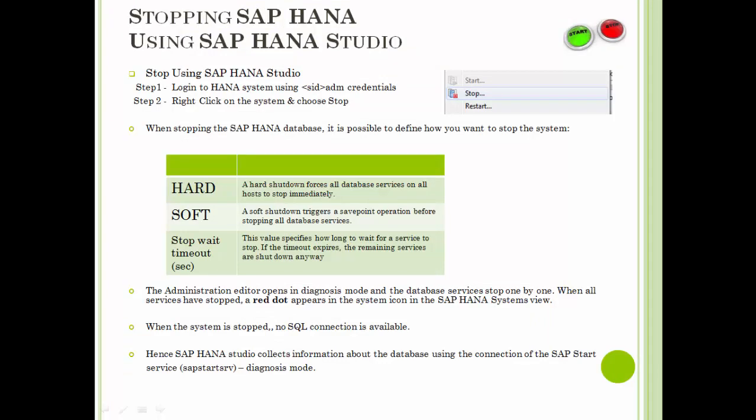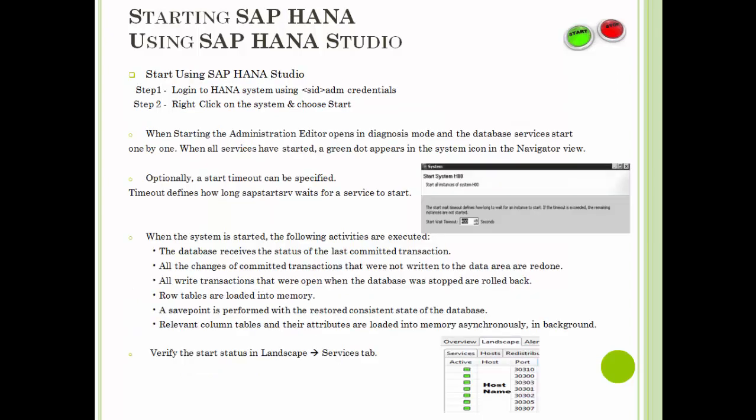So that was about how to stop SAP HANA using the HANA Studio, and then how it moves to diagnosis mode and what we can check in diagnosis mode. In diagnosis mode, we can check the diagnosis files for analysis. It moves to diagnosis mode because there is no SQL connection to the database possible when the database is stopped. HANA Studio can talk to the database only through the SAP Start SRV process.